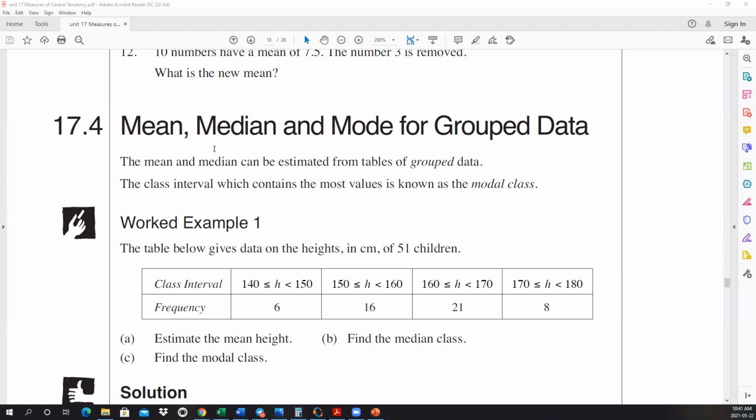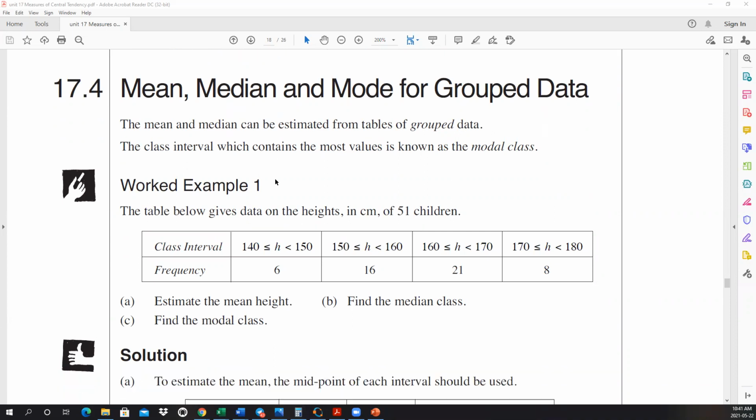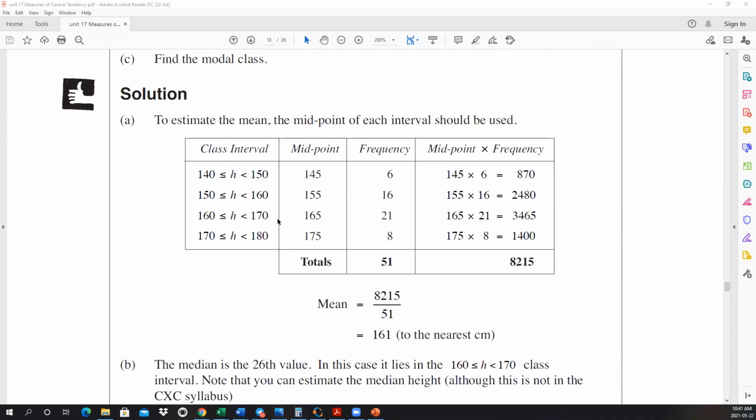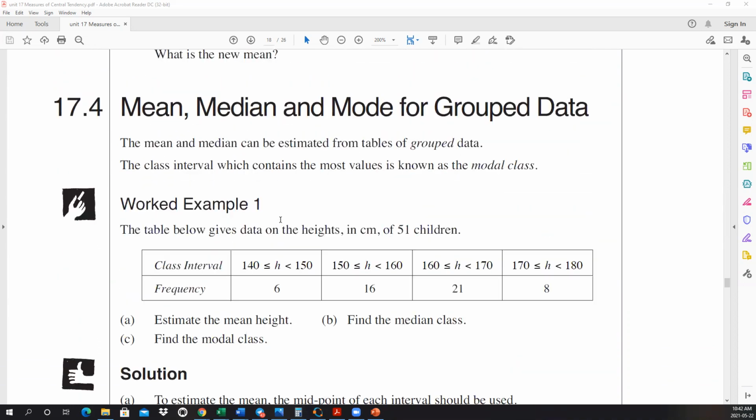All right, so for today's class, we'll be looking at mean, median, and mode for grouped data. With the same treatment, I'll just read through this and we look at the examples and see if there's anything that I can provide any insight into what the notes are saying. All right, let's kickstart. The mean and median can be estimated from tables of grouped data. The class interval which contains the most values is known as the modal class.